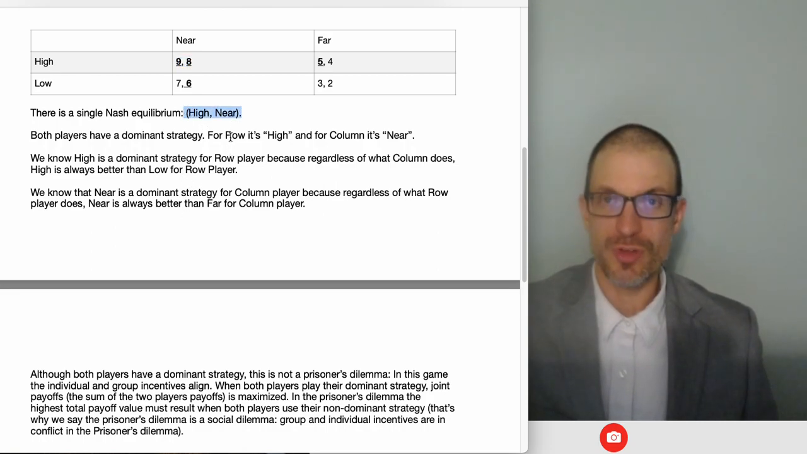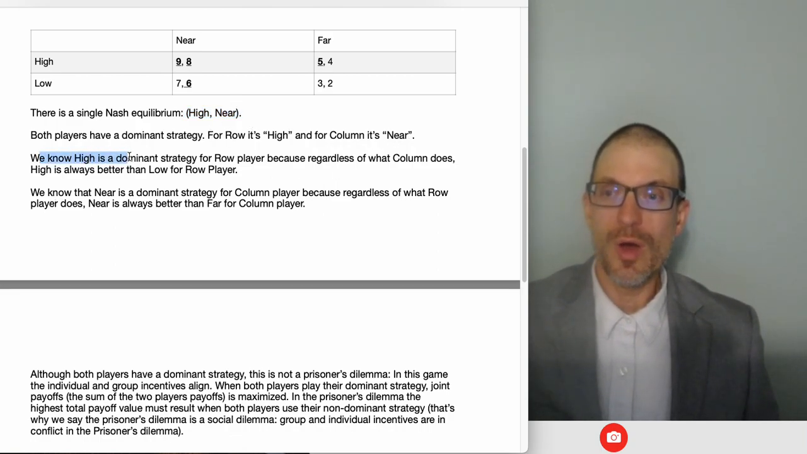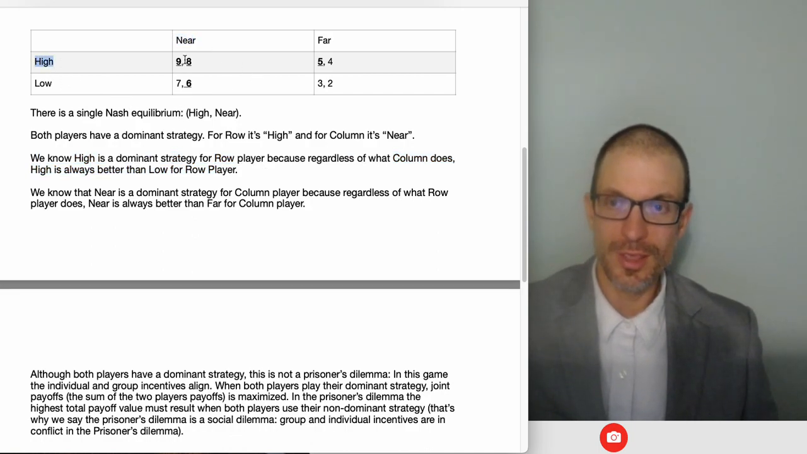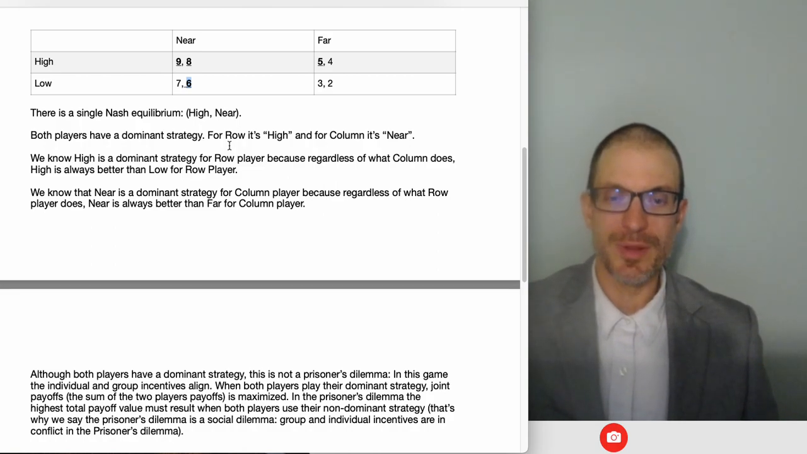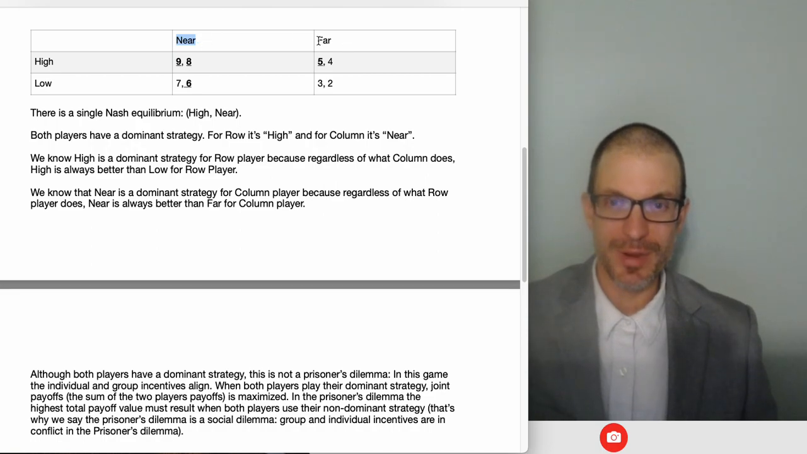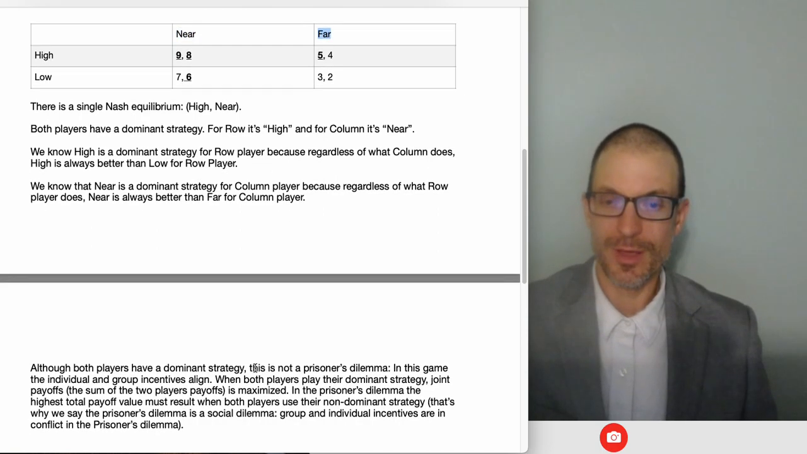Both players have a dominant strategy, just mentioned that. It's high for row player, for column it's near. We know high is a dominant strategy for row because regardless of what column does, row is going to want to play high. And near is a dominant strategy for column because it doesn't matter what row does. Column always does better with near, does better than far. Remember, dominant strategies don't win the game or outdo your opponent. No. Dominant strategies dominate your own other alternatives, right? So high dominates low for row player and near dominates far for column player. Right? That's what's going on here.